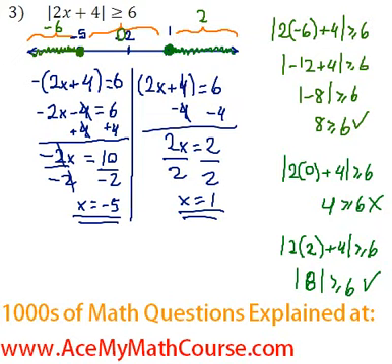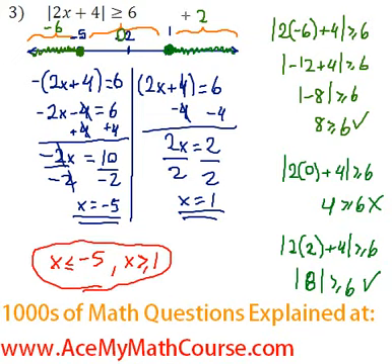And, okay, so the solution is this. x is smaller than -5 and greater than 1. So x is smaller than -5 and x is greater than 1. Oh yeah, and these numbers are also included. There we go, and that's it.